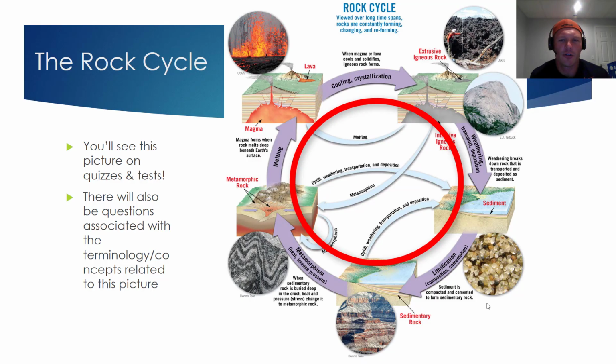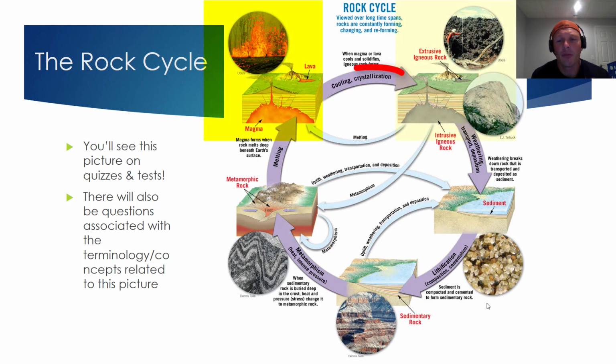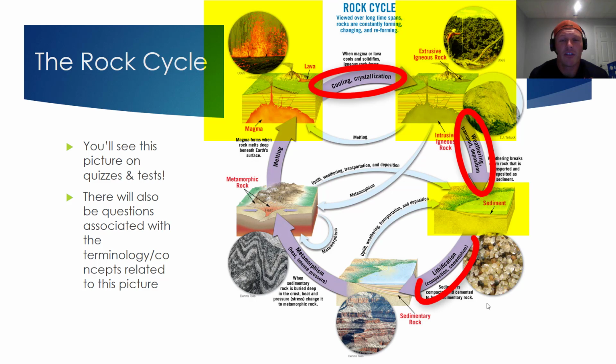Alright, we've come full circle in understanding this picture. We talked about how magma and lava will form igneous rock, and igneous rock can be weathered, transported, and then deposited to form layers of sediment. As those sediment layers pile up, there's extreme pressure exerted on the sediment layers below, and once lithification occurs, you form sedimentary rock. Well, now we're going to talk about metamorphic rock.